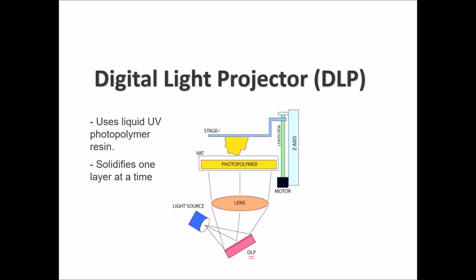So the properties of the DLP process: it uses liquid ultraviolet photopolymer resin and solidifies one layer at a time, same as most kinds of light dependent 3D printing processes.